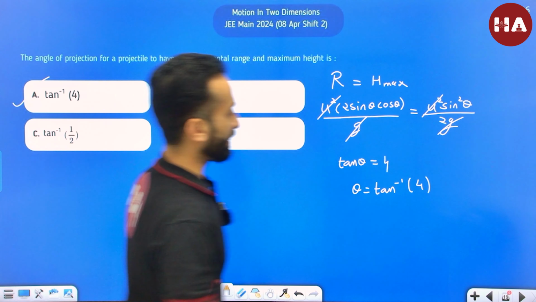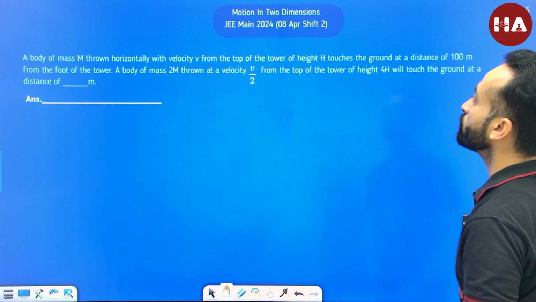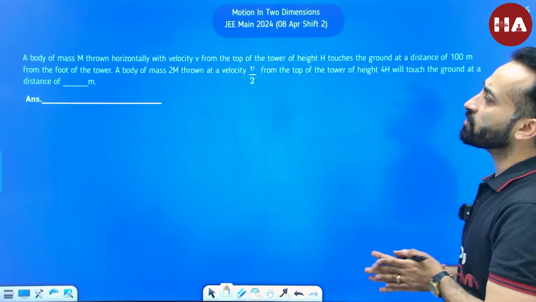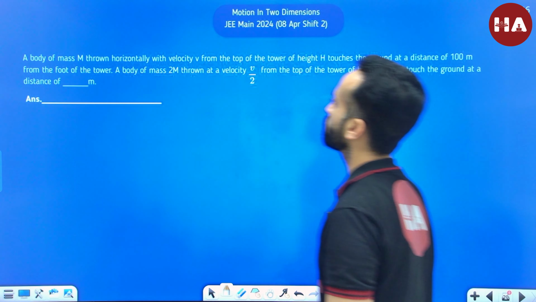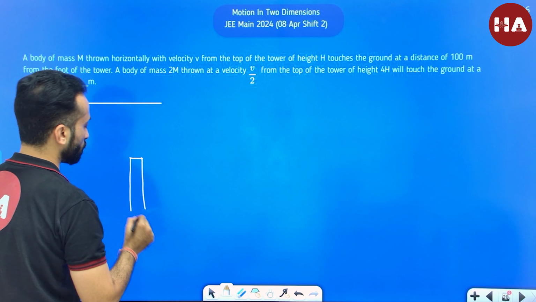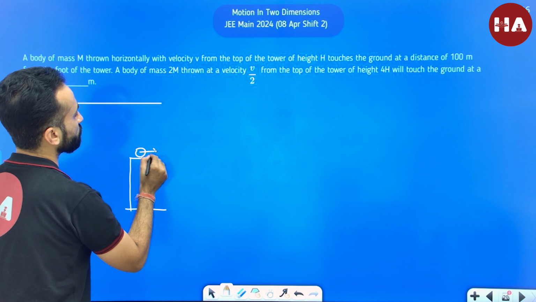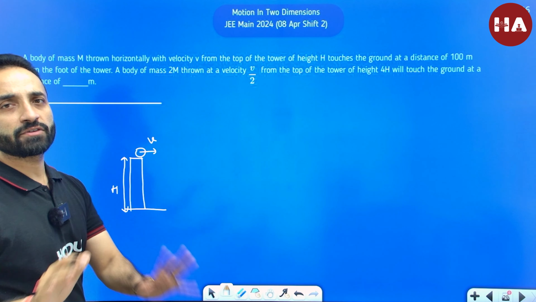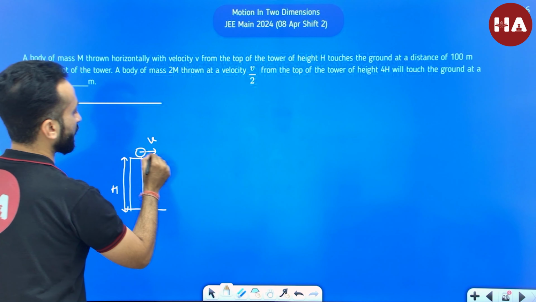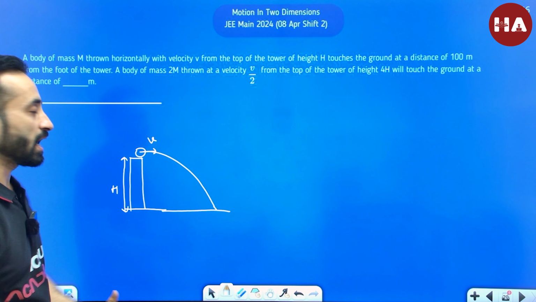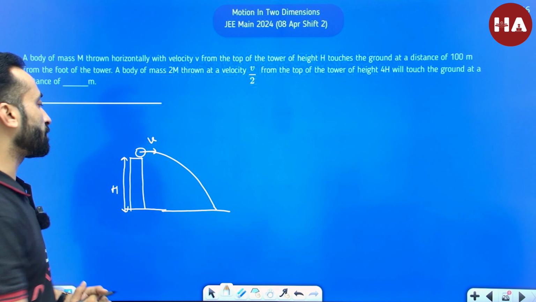Right. So the next question is from 8th April shift 2 attempt of 2024. A body of mass m is thrown horizontally with a velocity v from the top of a tower. So let's first put that down: velocity v from a tower of height h. See, the mass is given just to confuse you, because in kinematics the acceleration due to gravity, we have understood now, does not depend on the mass of the particle, right?